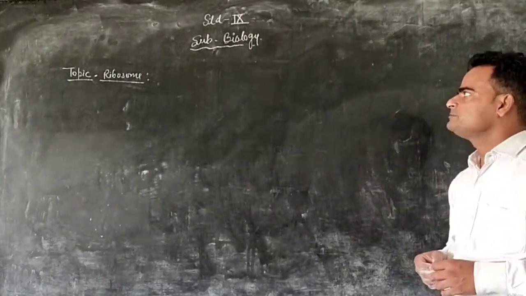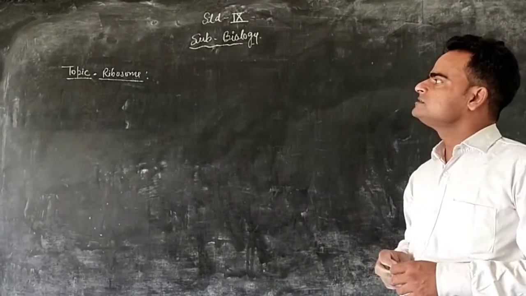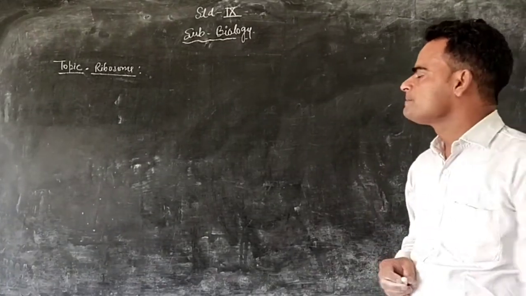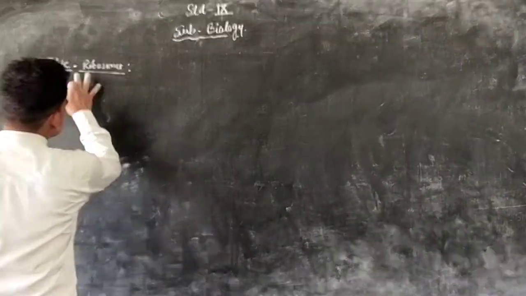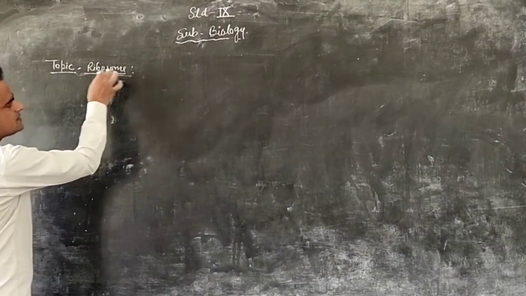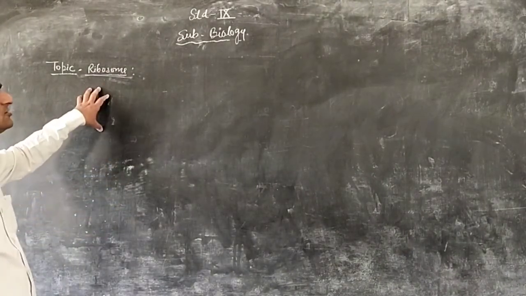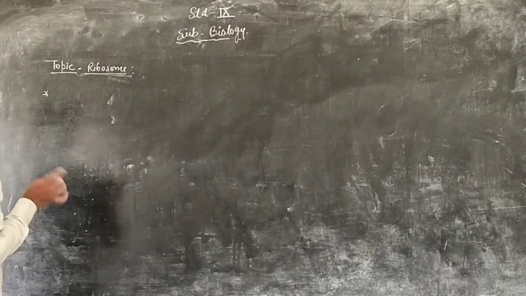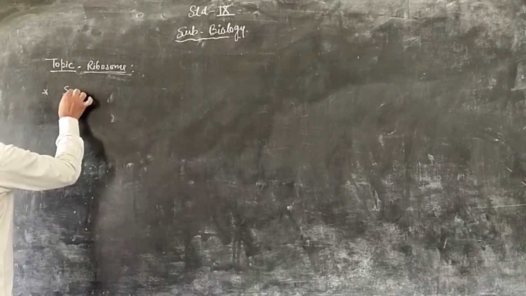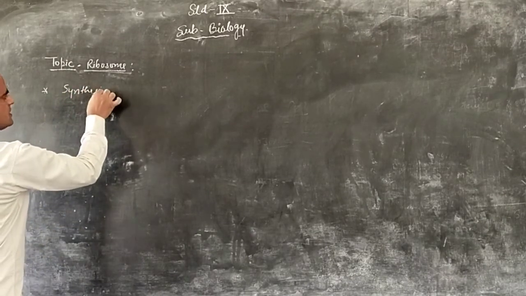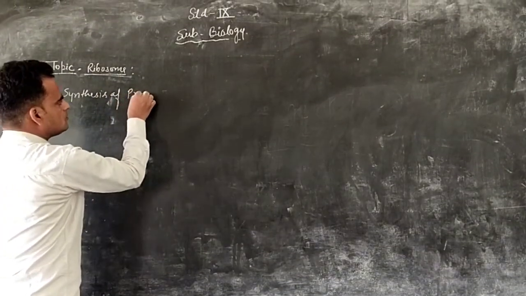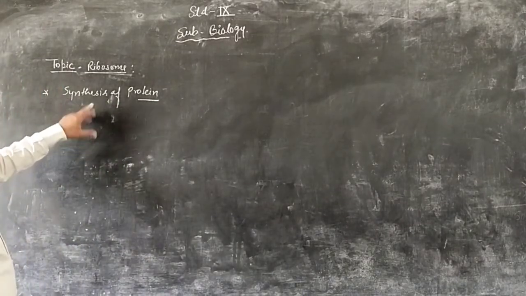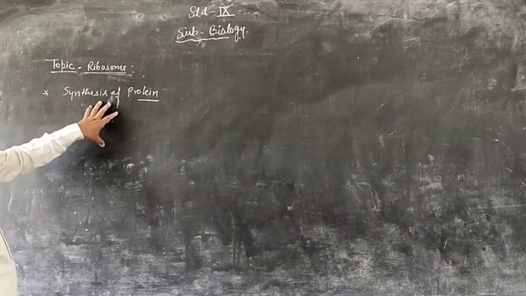Welcome to one of the classes at VBS. Subject: biology, class 9. Topic for the next video: the ribosome. The main function of the ribosome is the synthesis of protein. That is the function of the ribosome. Ribosomes ka jo main function hai, synthesis of protein.